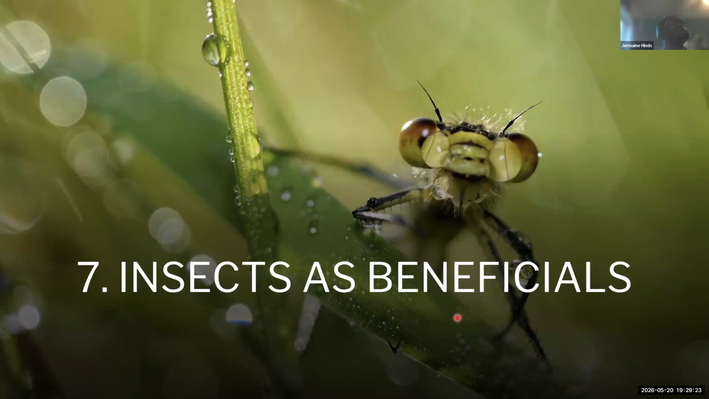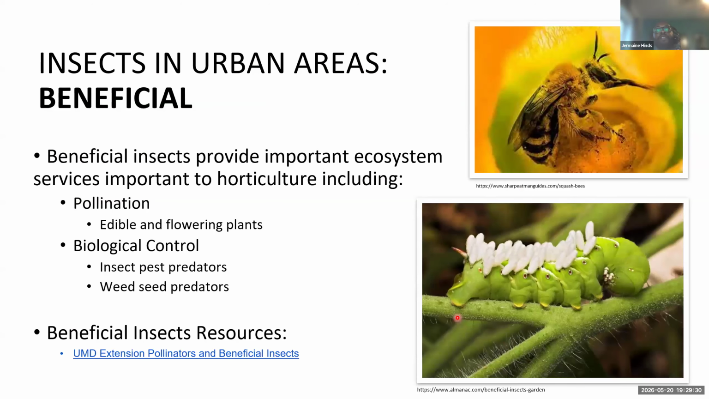So let's talk about the roles of insects in relation to humans. Insects as beneficials. Beneficial insects provide important ecosystem services like pollination and biocontrol. And so they pollinate edible and flowering plants.